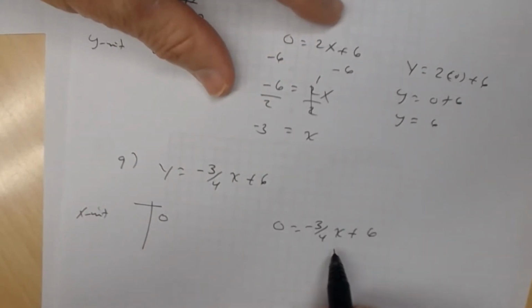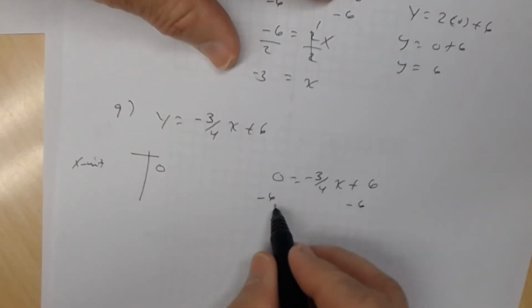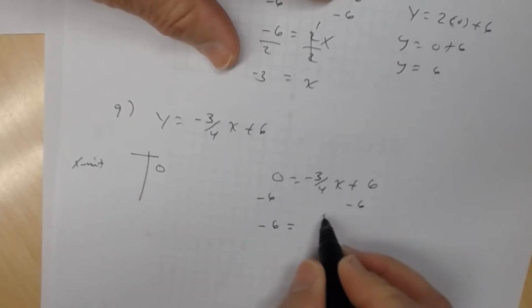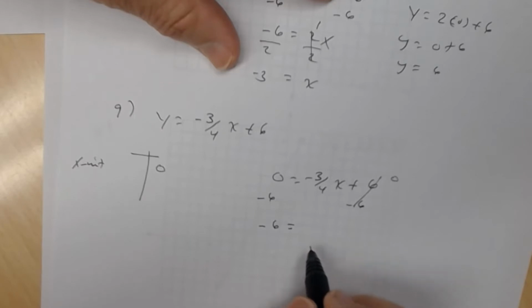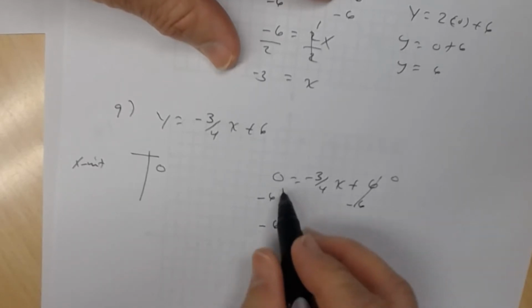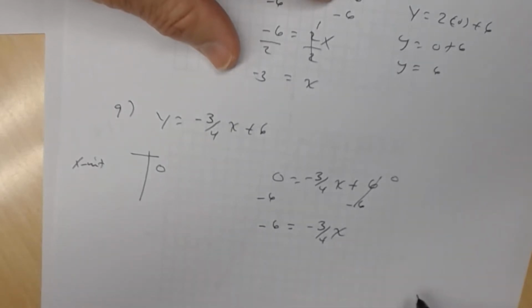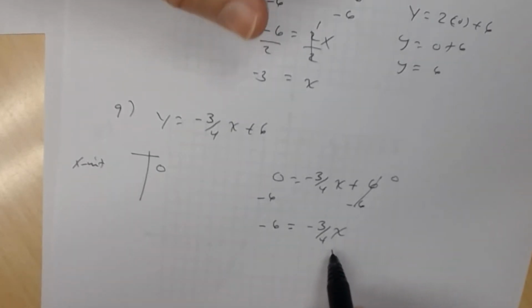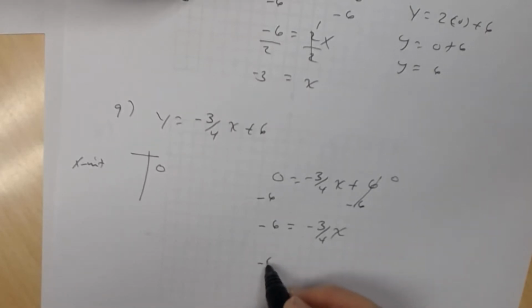So first of all, let's get rid of the 6. Right now I'm adding 6, so I'm going to subtract 6 from both sides. So I get 0 subtract 6 is a negative 6. And then this is 0 right here. A positive 6 and a negative 6 is 0, combining like terms. And so I get negative 6 equals negative 3/4 x. Now, what I would do next is see how you're dividing by 4 right here. So let's go ahead and multiply both sides by 4.